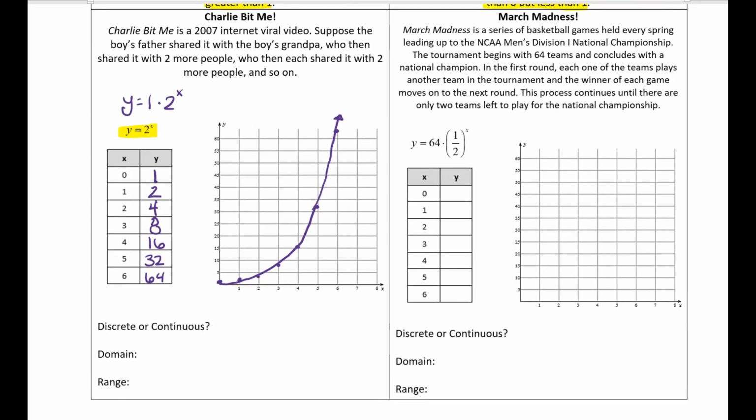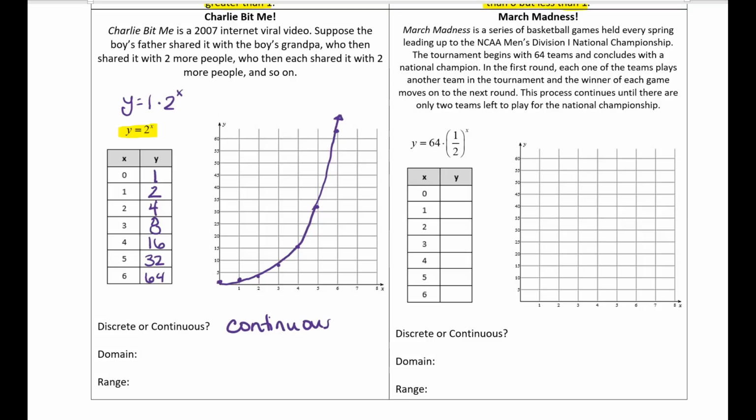So the next question is, is this a discrete or continuous situation? It really depends on how you interpret it. If you say it's the number of people watching the video, then you might say it's discrete. If you're just counting the number of views, maybe if they only watch part of the video, it could be considered continuous. So it's really how you interpret it here. I'm going to say that even if you just watch part of it, it counts as a view. So I'm going to call this continuous. But again, there can be an argument for discrete.